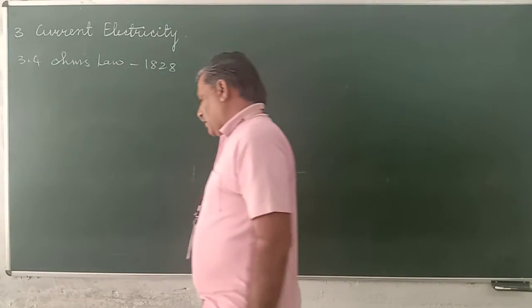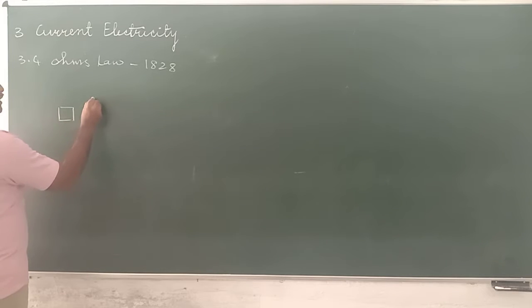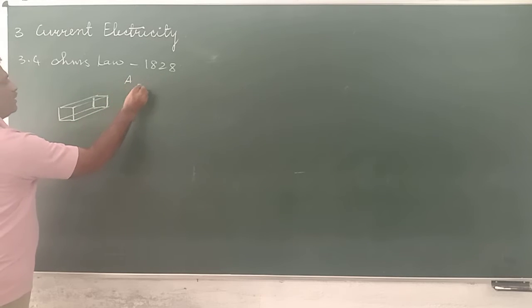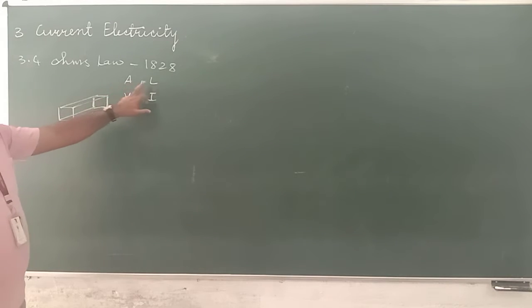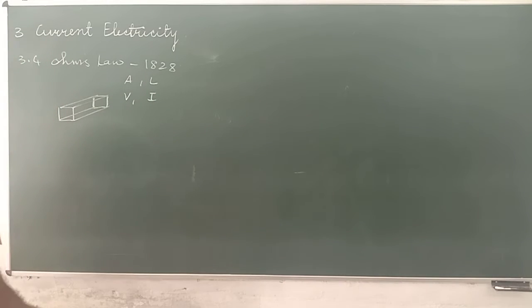Now imagine a conductor. This is the conductor we are imagining. In this conductor, A is the area, L is the length, V is the potential difference, and I is the current passing through it.